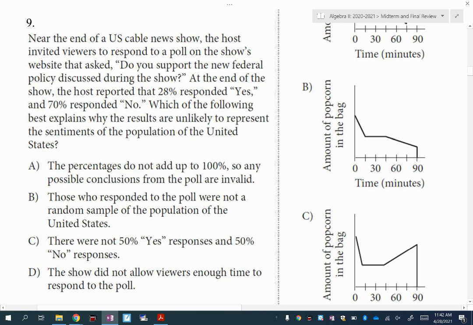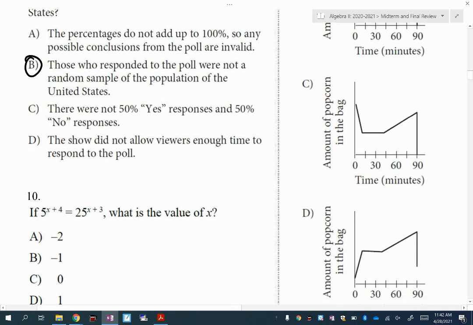So really the only answer that makes any sense is B, all right? Because ultimately, if you're going to talk about survey results representing a population, then the sample needs to be representative of that population. And people that are watching this cable news show are probably not necessarily a good representation of all Americans. So that's why the answer is B.